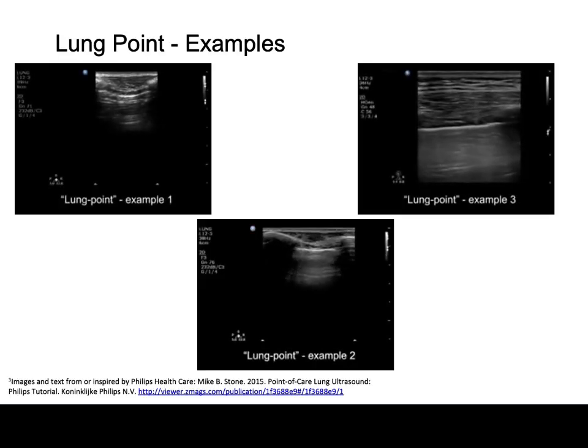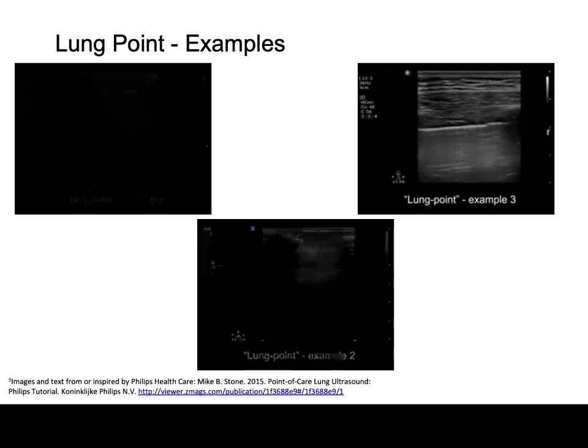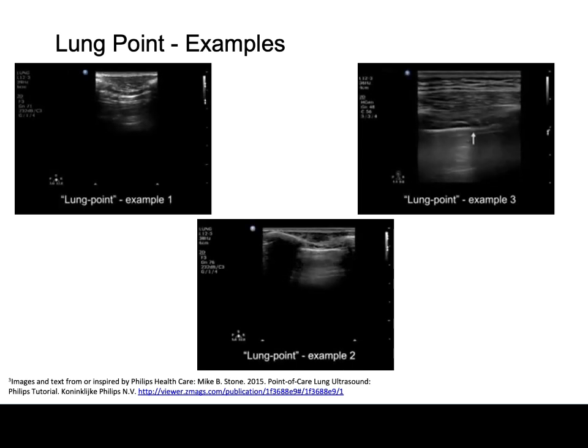Here are 3 examples of lung point. Notice how you have a lack of lung sliding, and then intermittently, lung sliding will come in and out of view of the interspace in question.